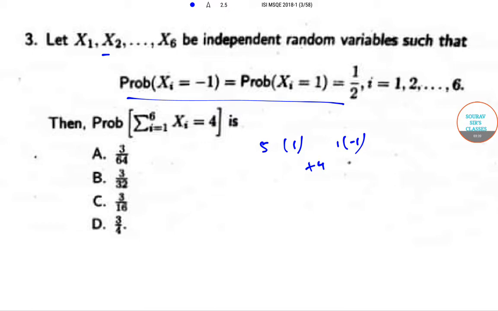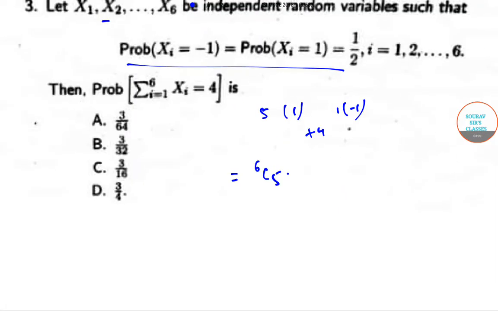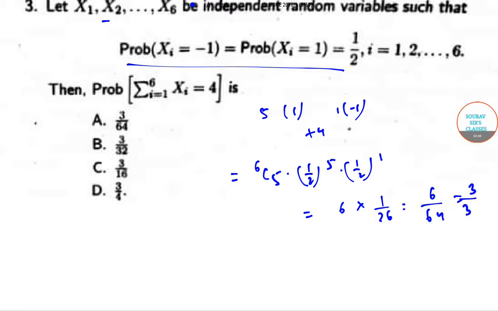So the required probability is 6C5 into, now we need 5 plus 1s, so half to the power 5, and 1 minus 1, so half to the power 1. So this gives me 6 into 1/2 to the power 6, 6/64, that is 3/32. So option B.